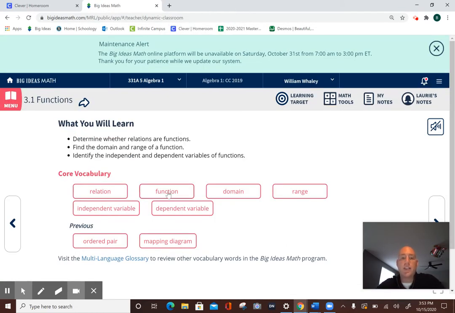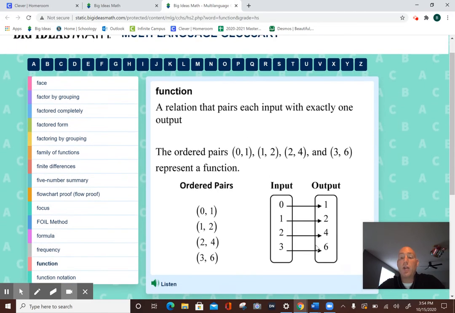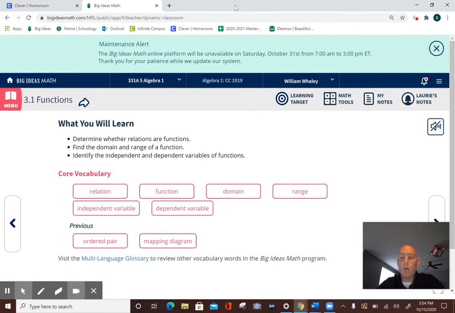Now, function is a special type of relation, and this is a big word. It's a relation that pairs each input with exactly one output. You can look at it as ordered pairs, as a mapping diagram, as a graph, or you can see it in an equation. So we're going to look at all those different ways to describe a function, or in other words, the connection between two things. What we're really starting to study in this chapter is connections between relationships.